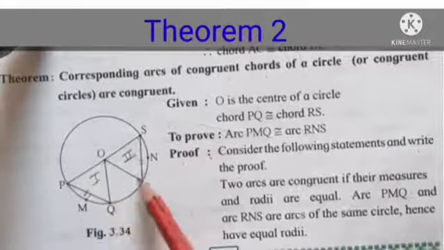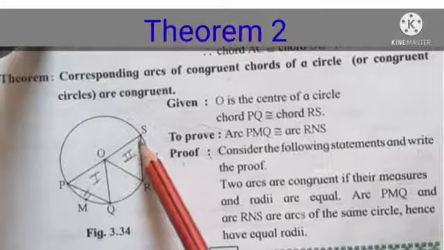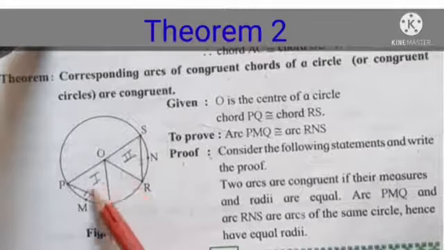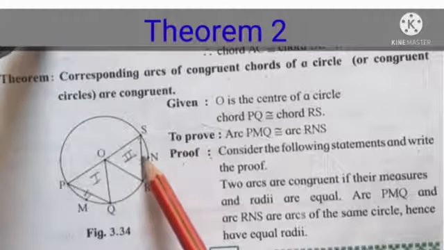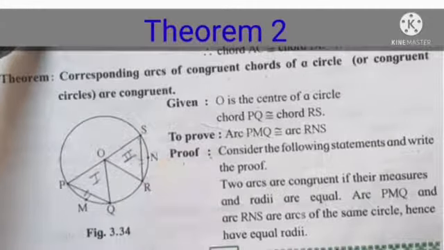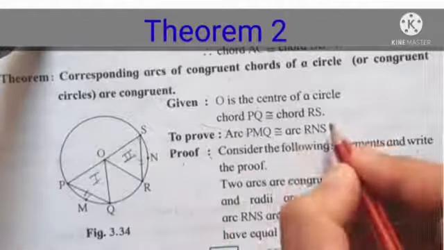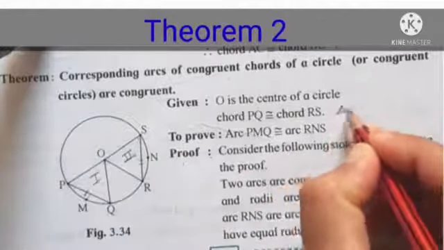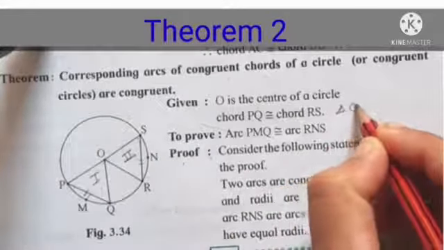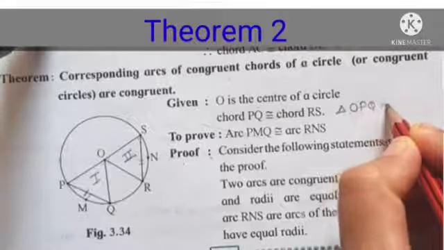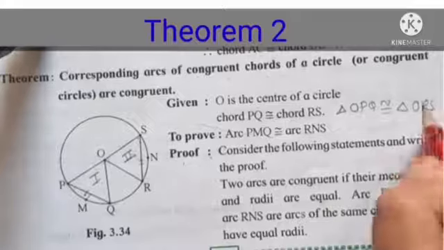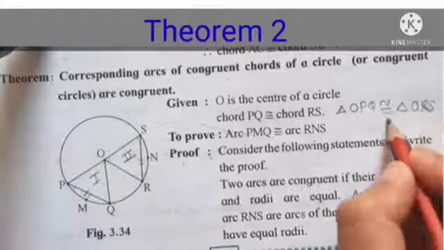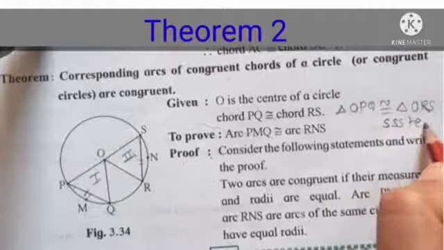And PQ is congruent to RS. Therefore, three sides of one triangle are congruent to the corresponding three sides of another triangle. Therefore, we can prove that triangle OPQ is congruent to triangle ORS by SSS test.